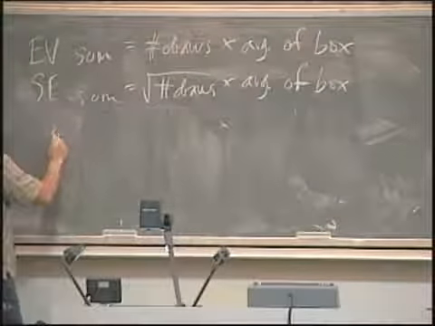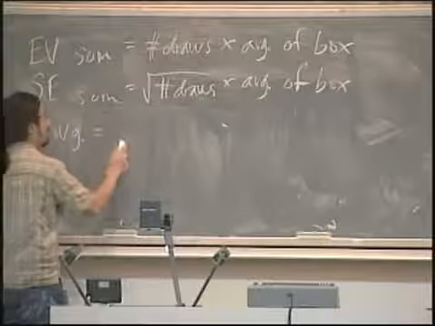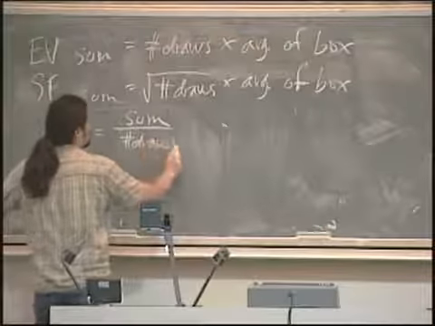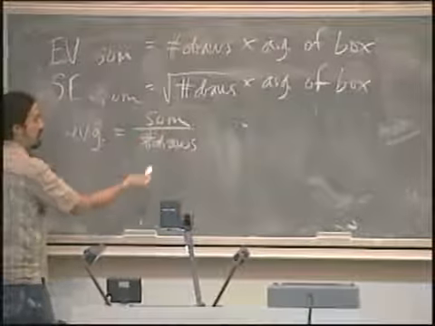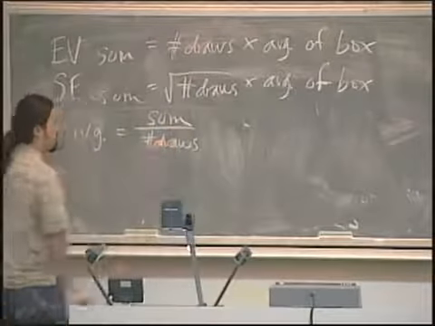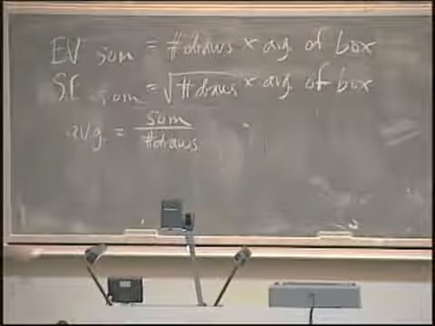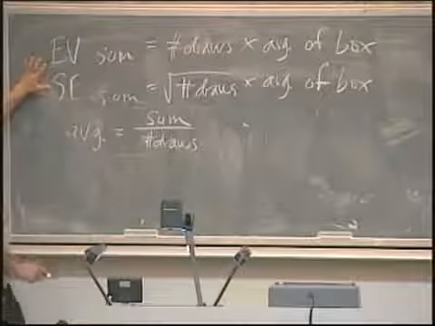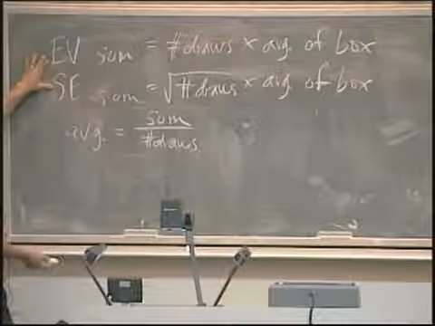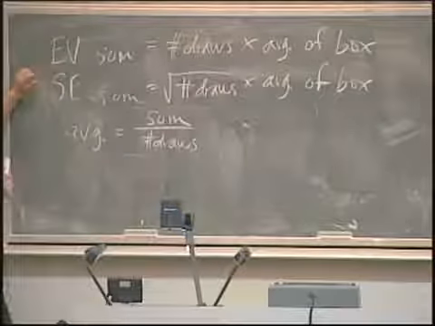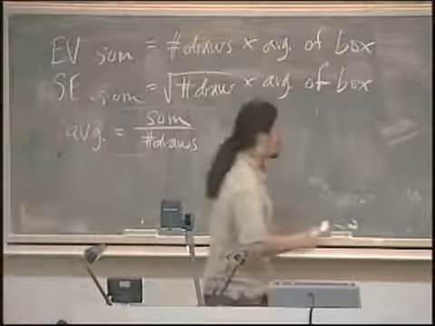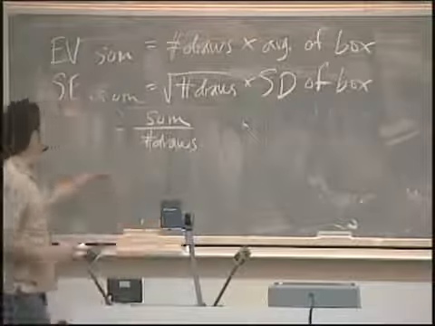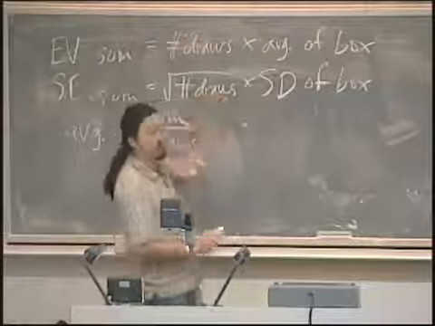And we also know how you calculate the average: you take the sum divided by how many draws there are. So whenever I say average of draws, that's the calculation I have in mind, taking the sum of all the draws and dividing by how many draws there are. To get the expected value for the average and the standard error for the average, all you have to do is divide these formulas by the number of draws. Question? Isn't that the SD of the box? I'm sorry, SD of the box, absolutely. Thank you. The SD for the sum of the draws is the square root of the number of draws times the SD of the box.